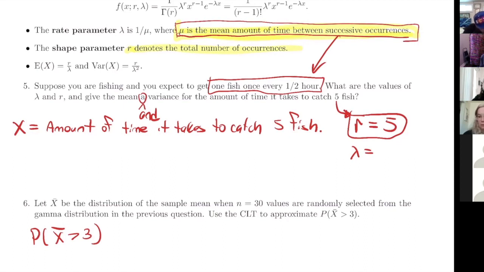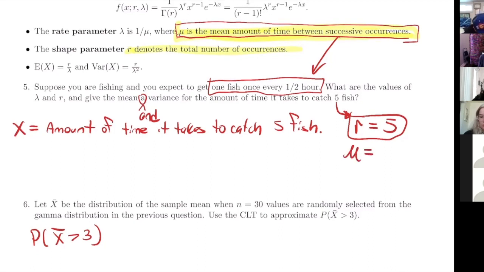Okay. So maybe let's start with mu, and then we can identify lambda. What is the mean amount of time between successive fish being caught? Do the 30 minutes or 0.5 hours? Yeah, we'll do this in hours, sure, since I didn't specify that. That's up for you to choose, right? You just want to make sure that you use the right units when you describe your answer in the end. So let's say we'll do it in hours.